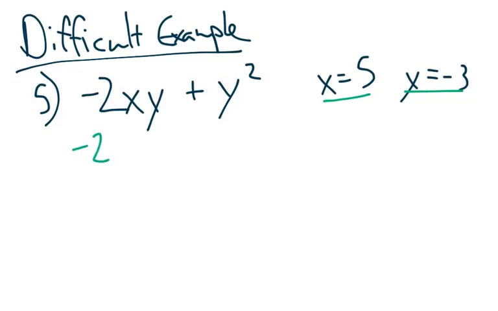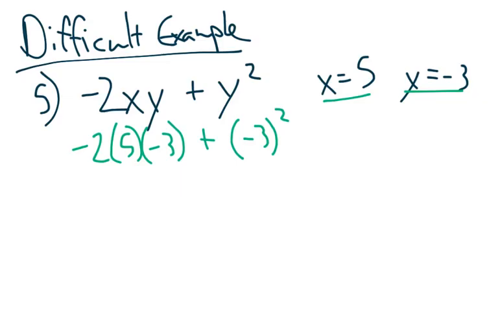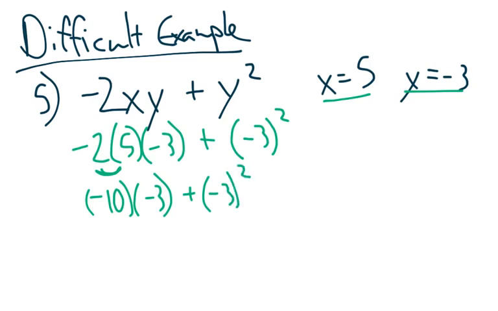So -2 times 5 times -3 plus, again, in parentheses, -3 squared. Now, I have to take care of my multiplication here. And the way you got to do these is just 2 at a time. So -2 times 5 is -10 times -3 plus 3 squared. Now I'll go -10 times -3 for 30. And then over here I'll do my 3 squared, which is going to be 9 because it's -3 in parentheses.